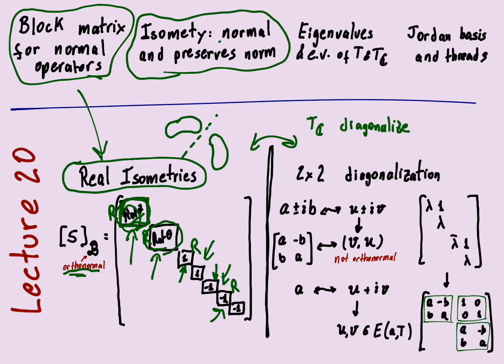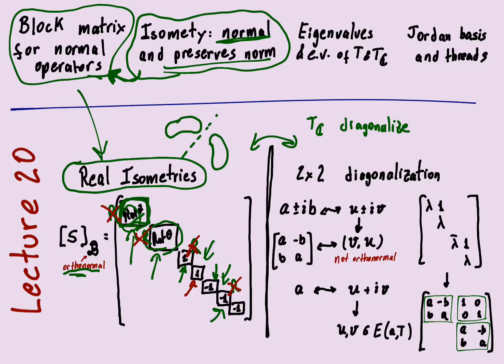An isometry is normal, which implies that its matrix has to be in this form for some orthonormal basis, but also it preserves norm. And preserving norm here means we don't have these stretching factors. We only have rotations, some directions that are kept unchanged, and some reflections.